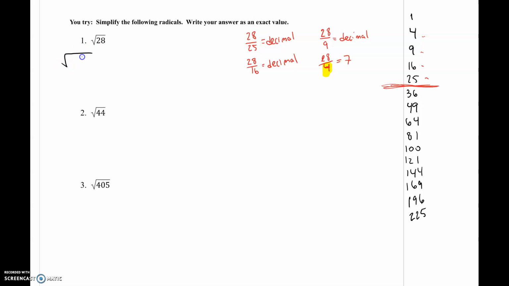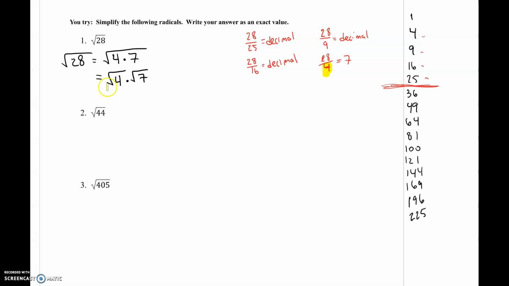So we're going to write the square root of 28 as the square root of 4 times 7. And we're going to break that into 2 pieces. The square root of 4 times the square root of 7. Now, 7 doesn't have any perfect square factors. If you look at this list over here on the right-hand side again, the number that's smaller than 7 that could divide into it is 4, and you get a decimal.